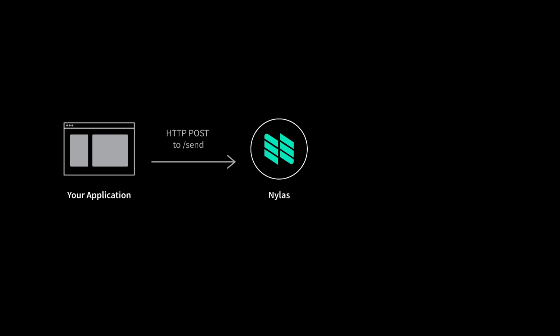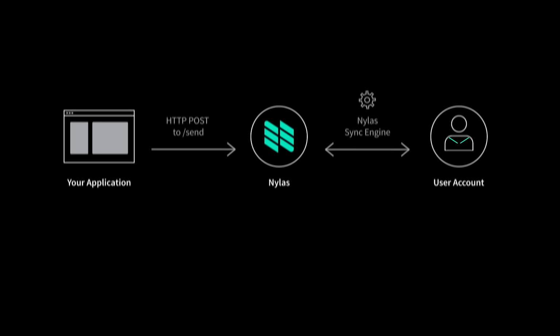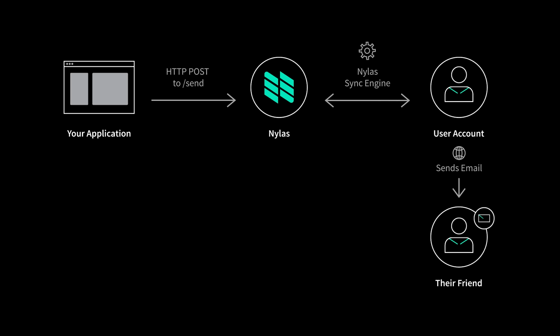Here's how it works. Your app sends a post request to the send endpoint of the Nihilus Communications platform. Then, the Nihilus Sync engine creates the draft in a connected user account and sends it to its intended recipients.